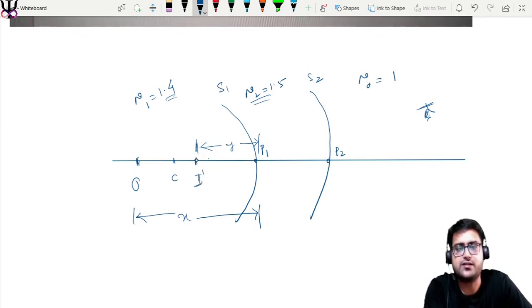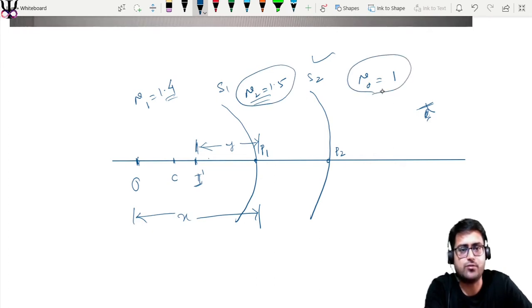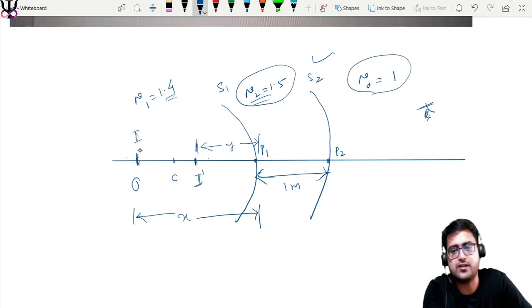Right. Then this I dash would act as an object when you take the refraction at S2. When you take the refraction at S2, you have to assume that to the left of S2, everywhere there is just mu2, 1.5, and everywhere to the right is mu0 equal to 1. Correct. So now the object distance for S2 would be the distance of I dash from P2, which is this distance, 1 meter, because the difference of radii between S2 and S1 is 1 meter. But since we're using coordinate convention and measuring to the left, it's going to be y minus 1, the object distance. So the image distance would be such that the final image is formed exactly on O.